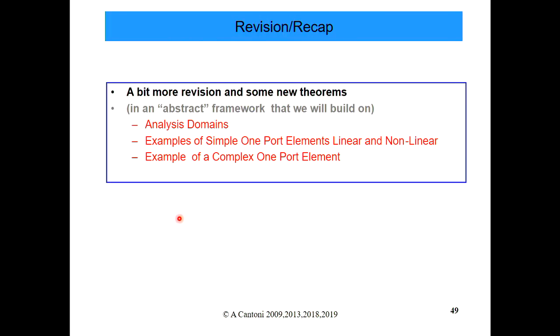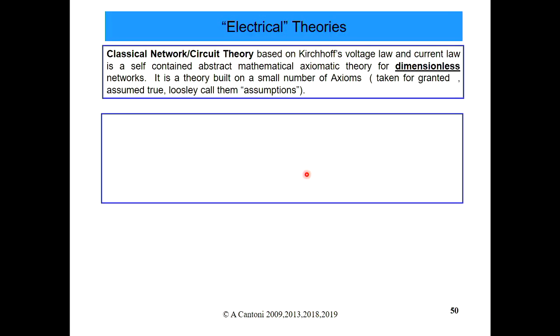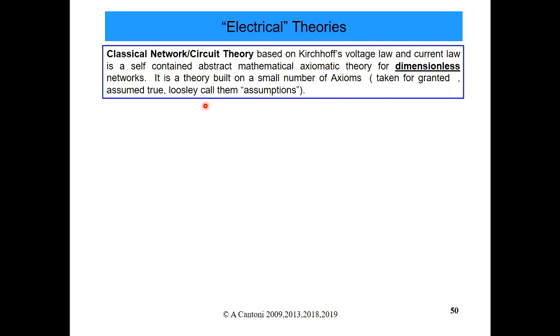Okay, so we'll look at these things: analysis domains, examples of simple one-port elements, examples of complex one-port elements, and examples of two-port elements. Classical network circuit theory is based on Kirchhoff's voltage law and Kirchhoff's current law. It's a self-contained mathematical axiomatic theory for dimensionless networks, so something that has no size. And we have these four axioms.